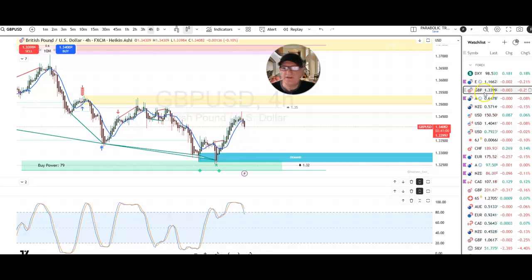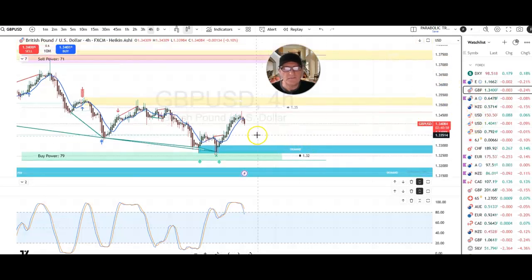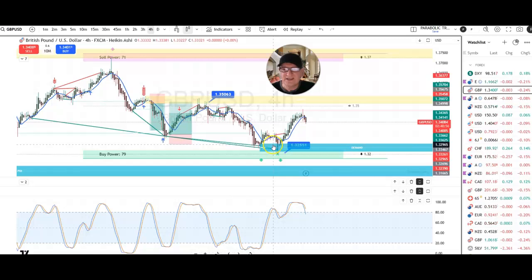Pound USD doing the same thing. It was a valid trade. We can see that here, but the euro dollar just looked better for me.